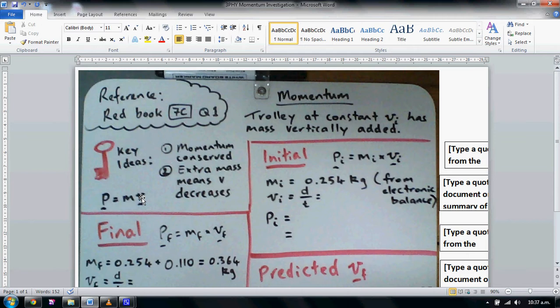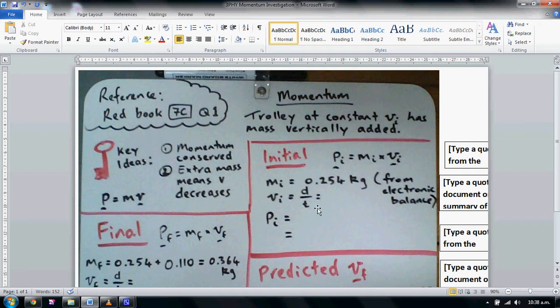Okay, so here's what we did. We measured the mass of the trolley, and instead of using the rain, we substituted by dropping one of the remotes from the room onto the trolley. And this is the mass of the trolley here, and the mass of the remote was here, 0.254 kilograms and 0.110 kilograms.